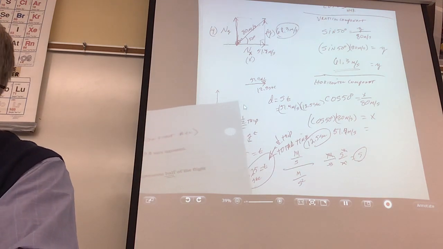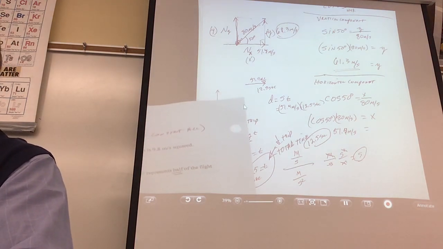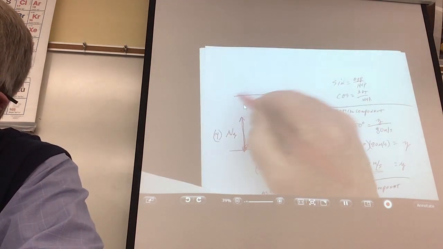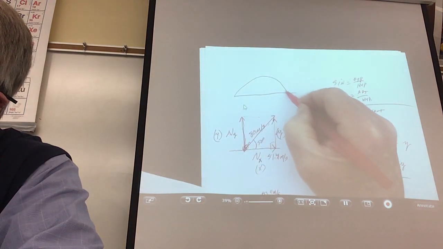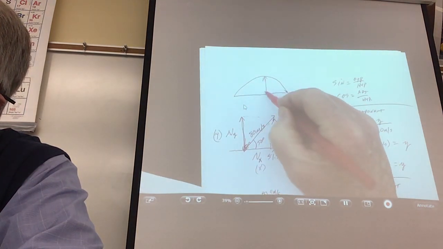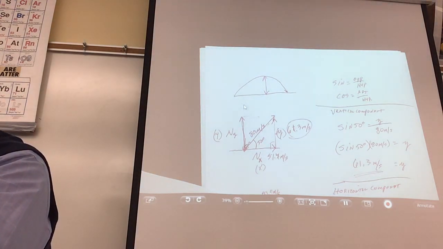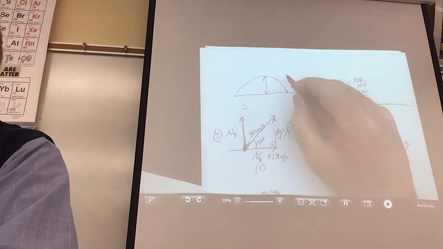Oh, I know. Another question. How high did the projectile go? How do you do that? How do you know how high the projectile went? How do we do that? Alistair, you think you had this? We do the vertical velocity over half the time. Okay.